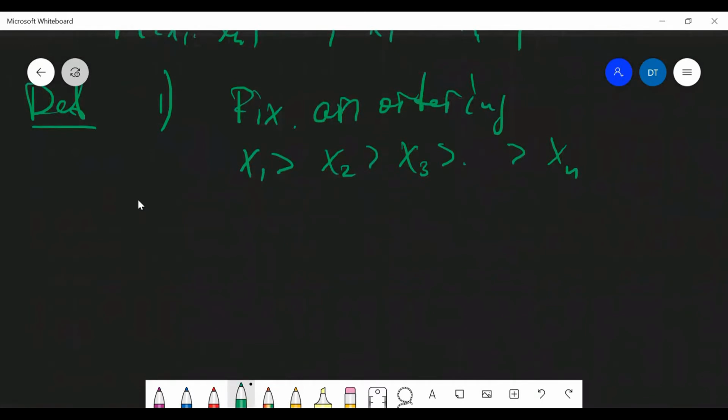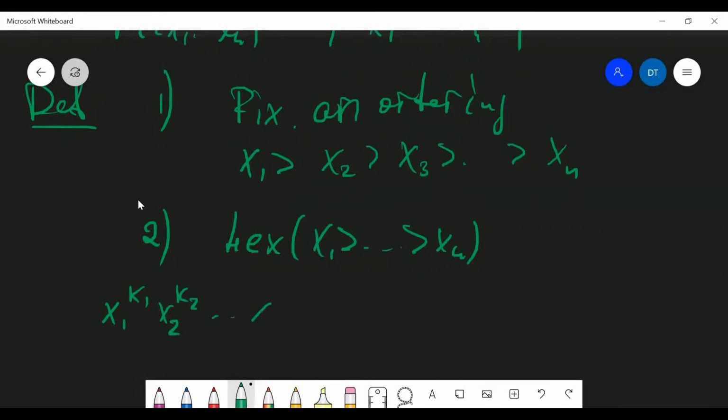Then, since we know how to order all the variables, I can order all the monomials, and I want to define a lexicographical order. So what is the lexicographical ordering? It's a way to compare two monomials. So I need to provide you with a procedure. Suppose we're given two monomials like this, x1^k1 x2^k2 ... xn^kn, and the other monomial is x1^m1 x2^m2 ... xn^mn.